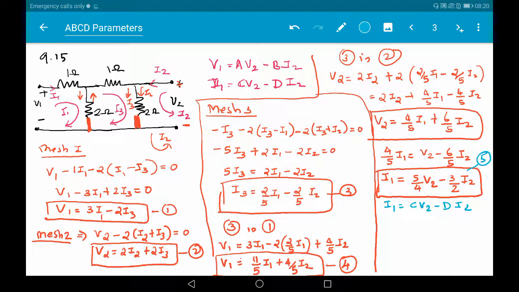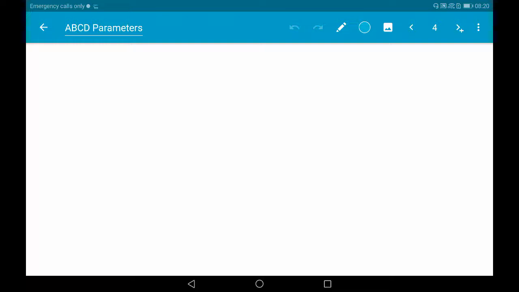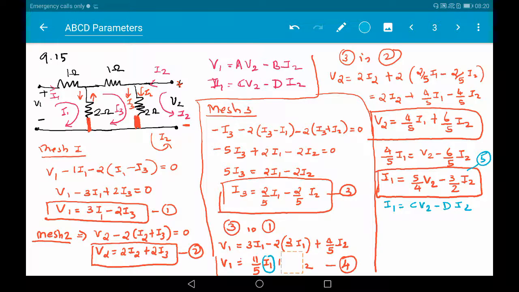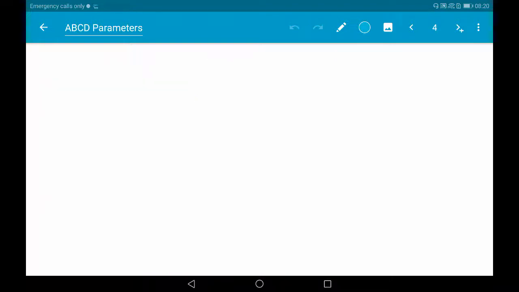Now substitute equation number 5 in equation number 4. അതിലെ I1-നെ സബ്സ്റ്റിറ്റ്യൂട്ട് ചെയ്യുക. 5/4 V2 മൈനസ് 3/2 I2 എന്ന്. അപ്പോൾ നമുക്ക് ഇക്വേഷൻ നമ്പർ 4 ഇവിടെ എഴുതാം.